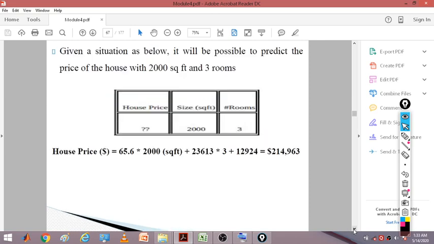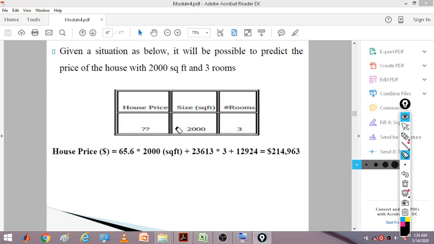Okay, now given the situation below, it will be possible to predict the price of a house with 2000 square feet and 3 rooms. Okay, now we want to predict what the price of the house is. So the test sample is like this: it is given 2000 square feet and 3 rooms. So now you want to predict what the house price is.